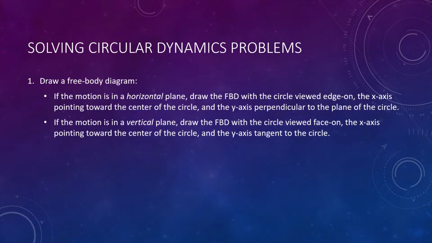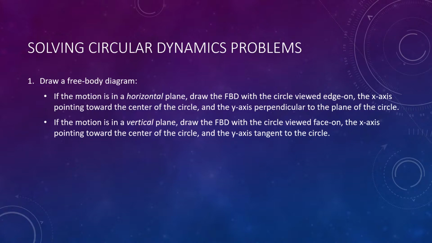Now, if the motion is in a vertical plane, such as a plane doing a circle through the air, or a roller coaster going through a loop-de-loop, we would draw our free body diagram with the circle viewed face on. In other words, you looking straight at the circle. So you could be standing looking straight into the circle of a loop-de-loop on a roller coaster. But again, the x-axis will always point toward the center of the circle. And as a result, in this case the y-axis will point tangent to the circle. We'll see examples of each of these soon.